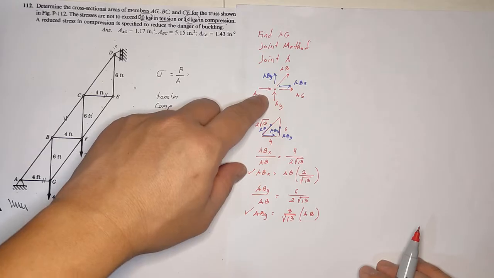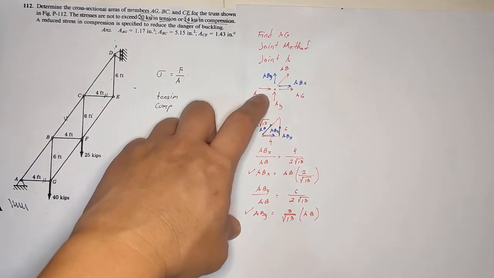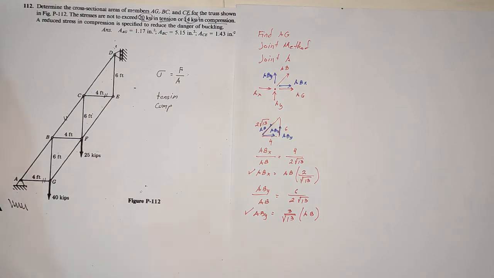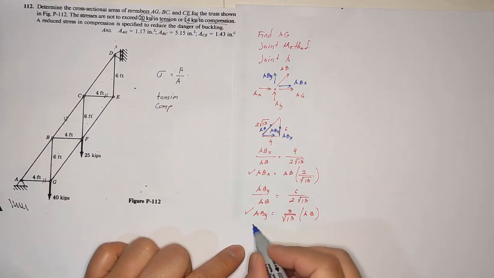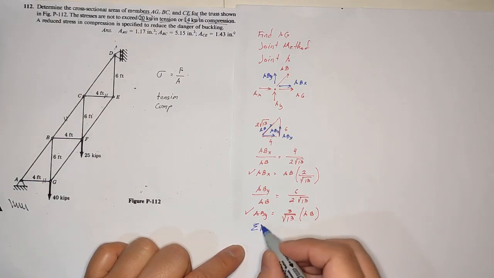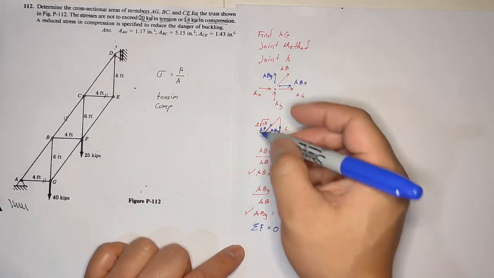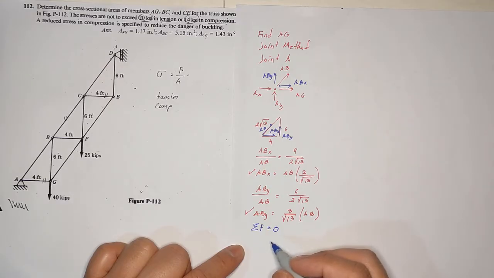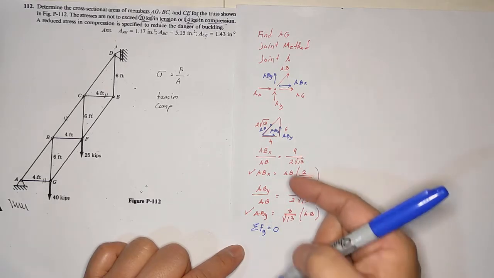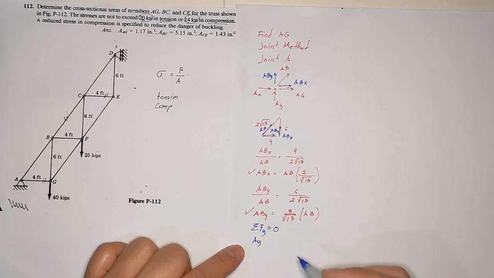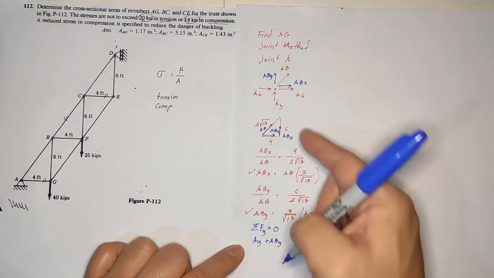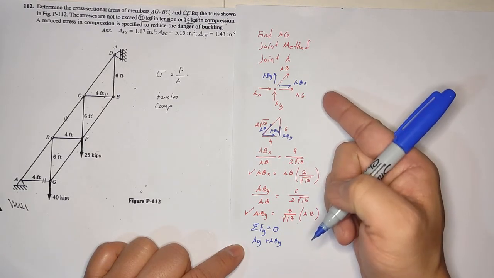Now, looking at this joint, I can have a summation, not moment, summation of forces at this point equals 0. So, let's start with, anong gusto niyo? Let's start with y. So, what are the y? You have positive AY, then positive ABY. What else? So, yun lang, di ba?